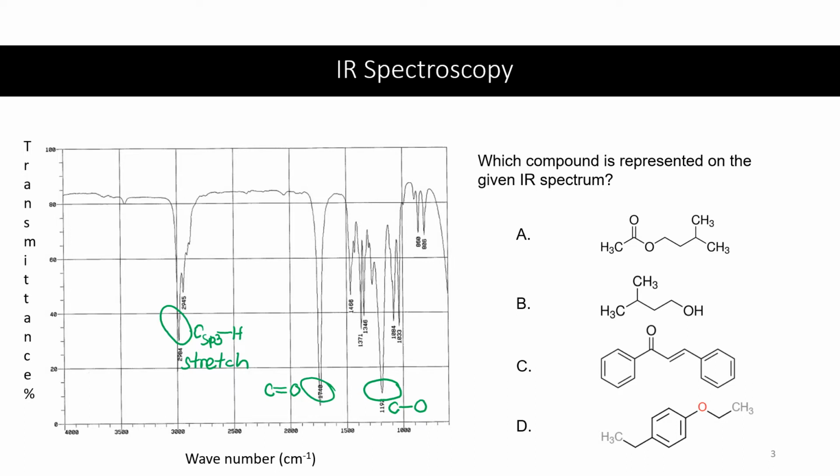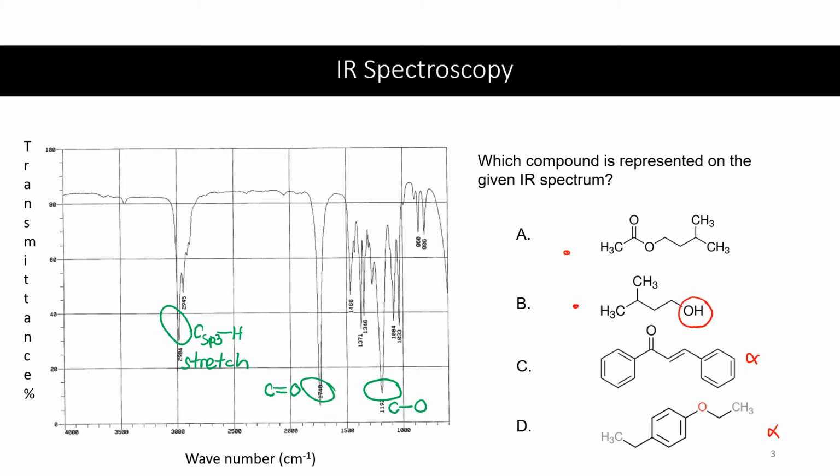So when we look at the answers, the C and D answers both have aromatic rings on them, but when we look at the IR spectrum, we have no evidence for the presence of the aromatic ring. So you are able to eliminate these two answers. Then we can look at these two. This one has the OH group.